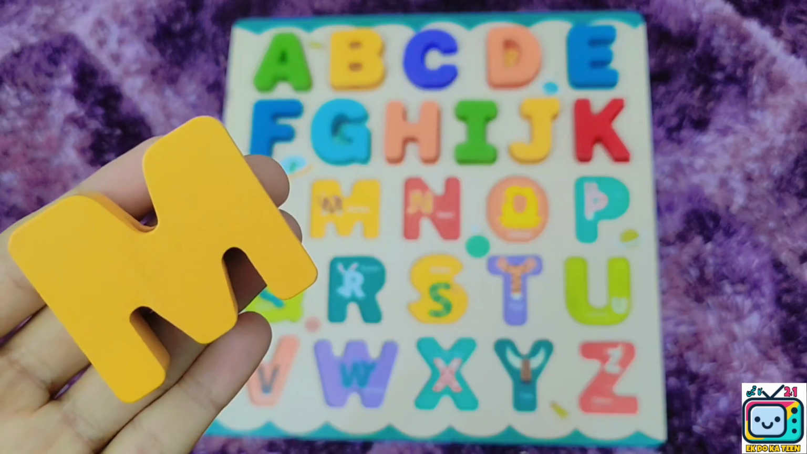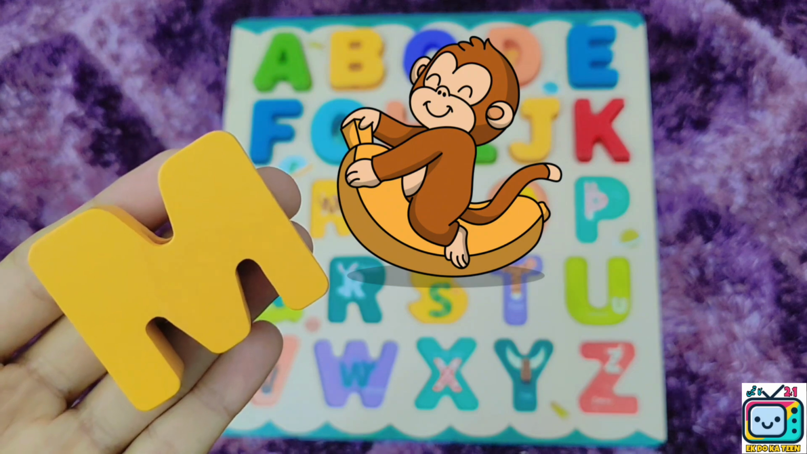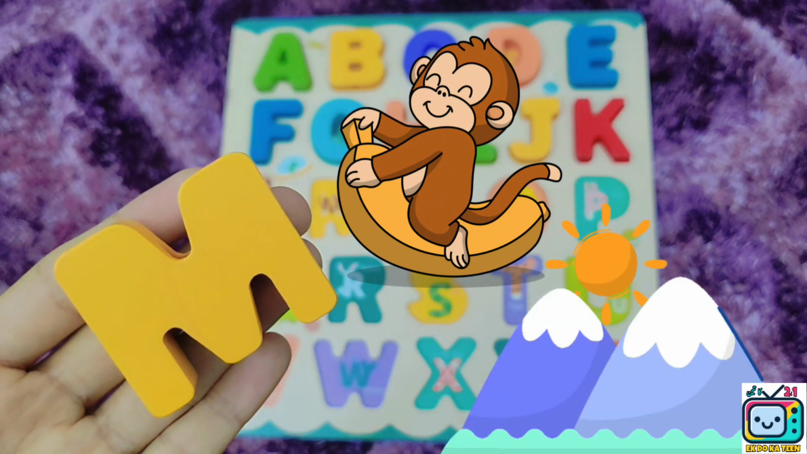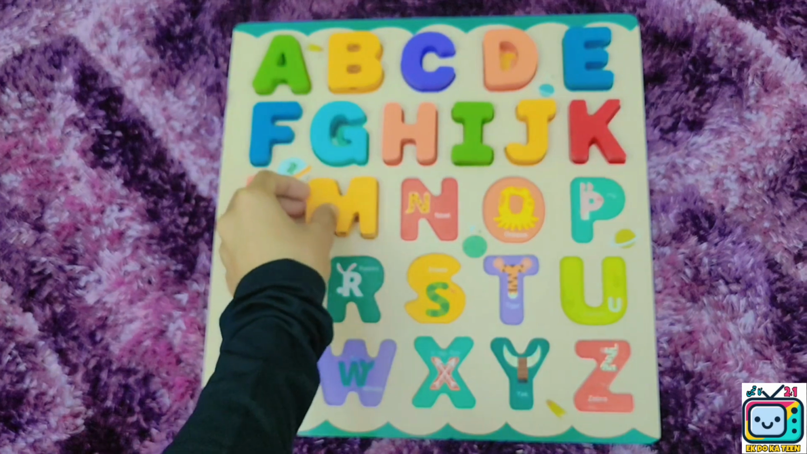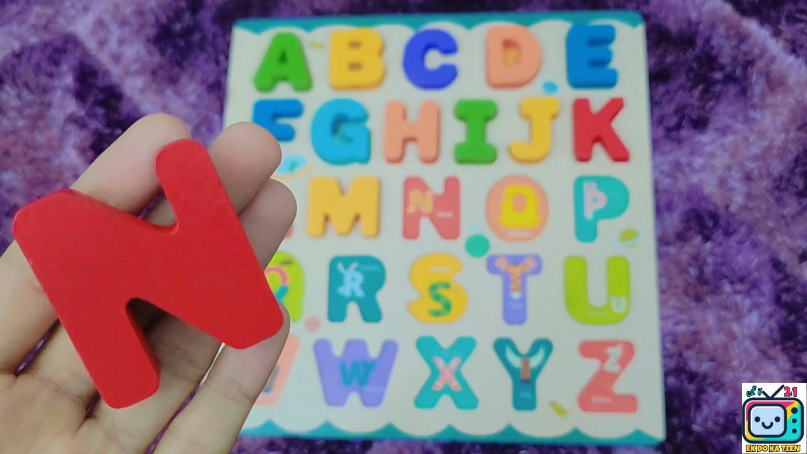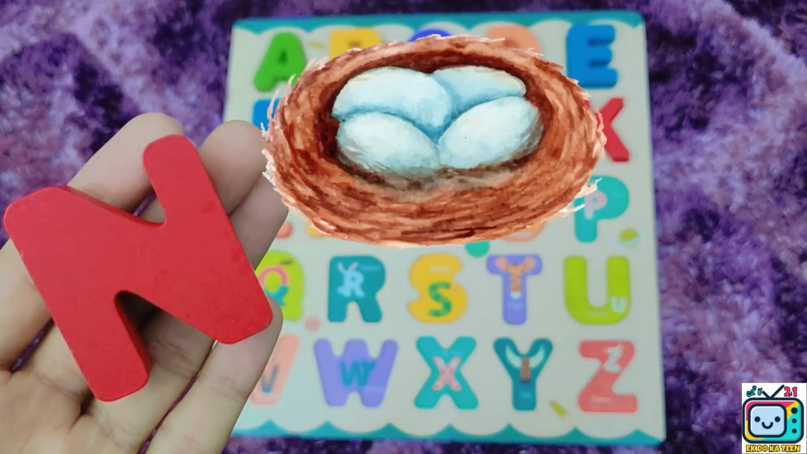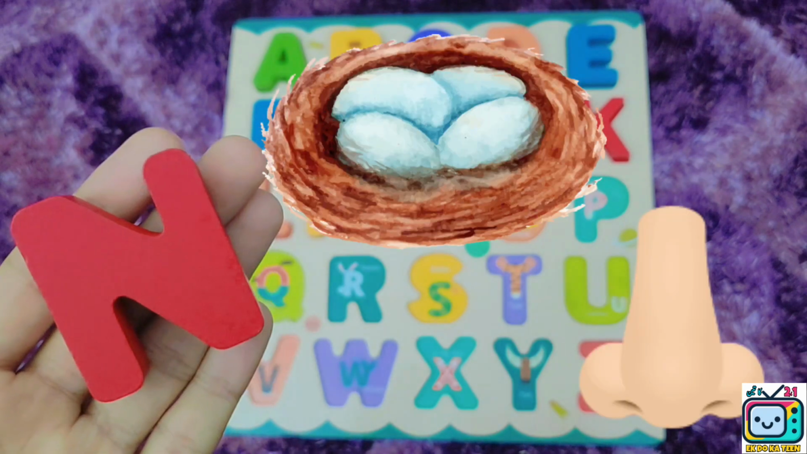This is the letter M. M is for monkey and M is for mountain. Let's put it here. This is the letter N. N is for nest and N is for nose. Let's put it here.